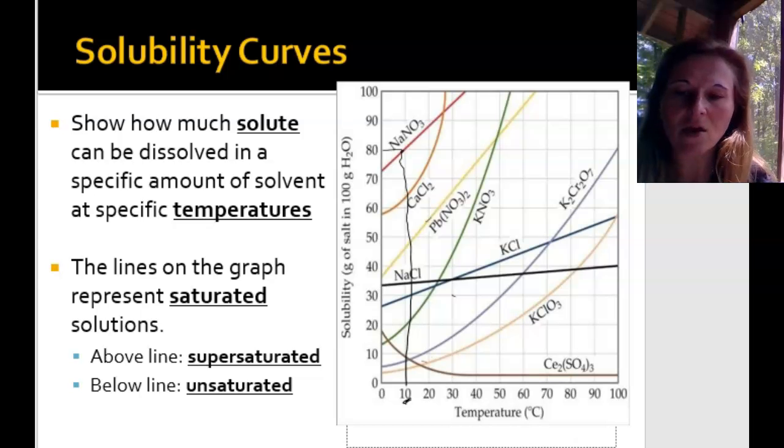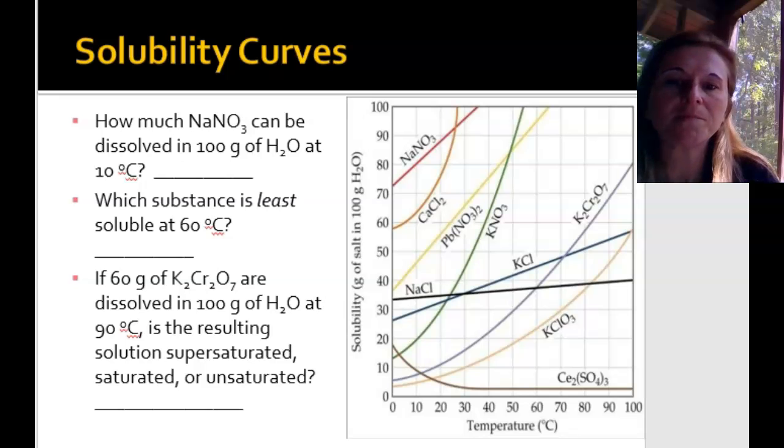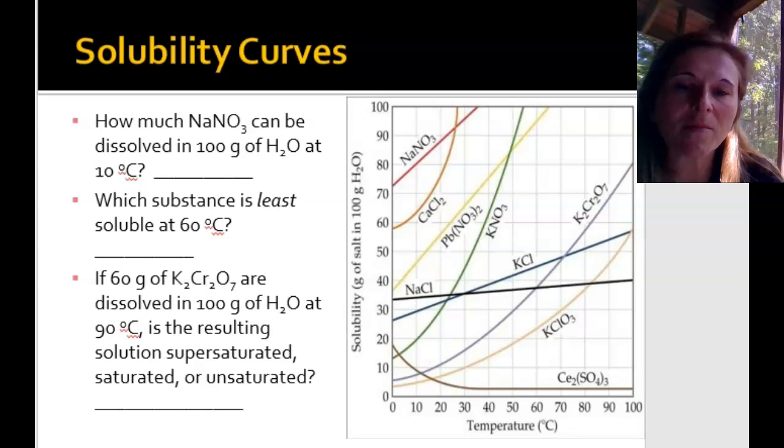So let's take a look here at some practice problems. Our first problem: how much sodium nitrate can be dissolved in 100 grams of water at 10 degrees Celsius? That was the problem I just used in the example. You start down here at 10 degrees Celsius and you go up until you meet the line of the salt that we're talking about. Then you come over and we see that it is 80 grams is how much we can dissolve.